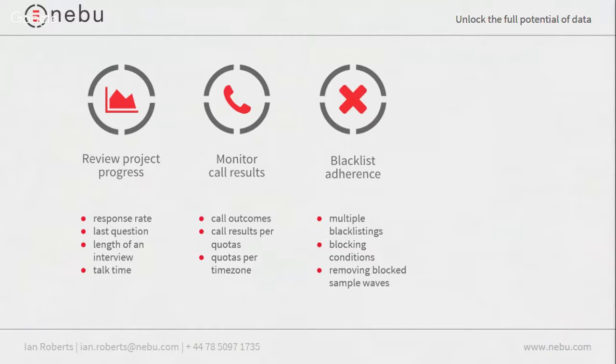And obviously running a blacklist and having this enabled is a great benefit. Having a global blacklist and applying that to your sample means you're removing those numbers that have already asked not to be called. You know they're not going to give you a completion. They're going to be refusals.